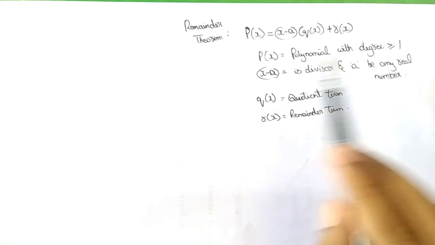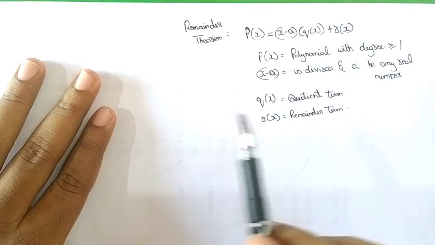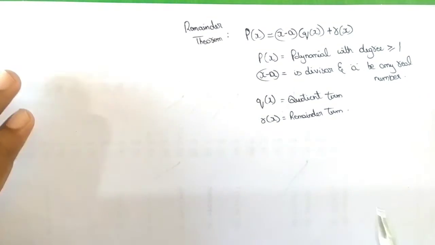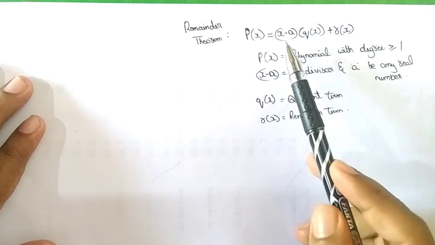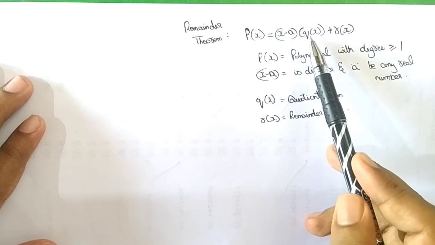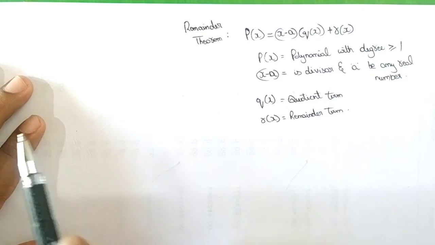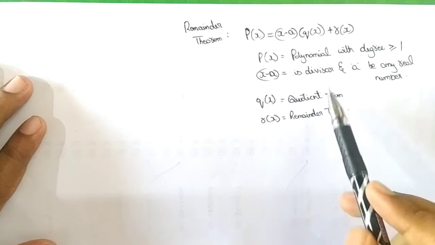Yeah, this is the remainder theorem given in your textbook. For the statement, you can refer to your textbook. I will explain what the concept is. See, the remainder theorem says that P of x is equal to (x minus a) into q of x plus r of x. This is according to the formula which we referred to in the initial stage of this video.